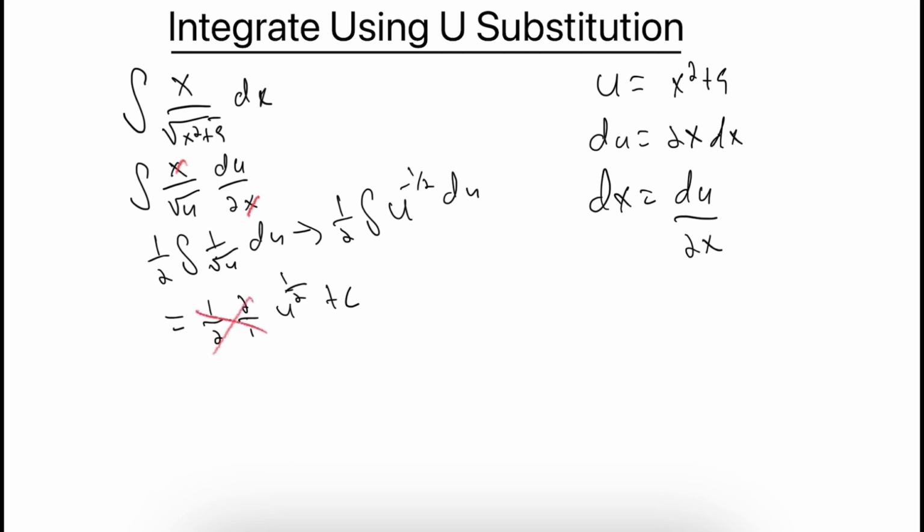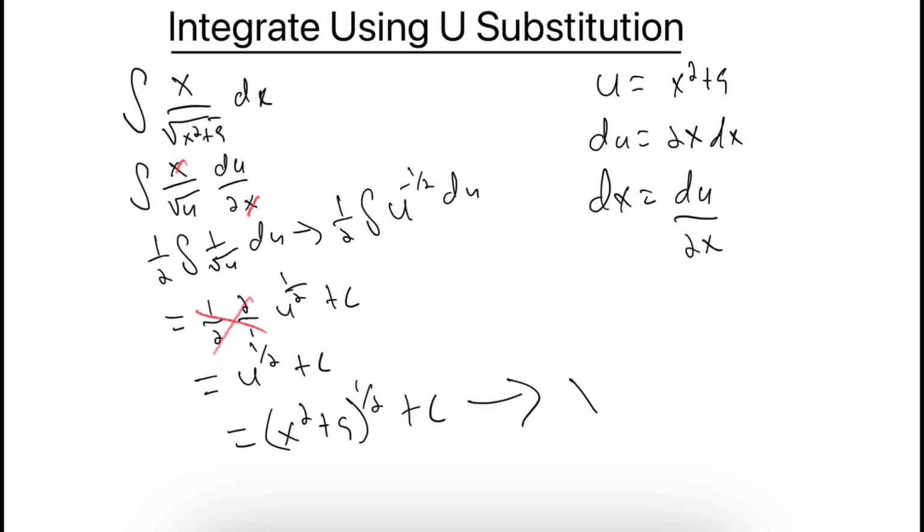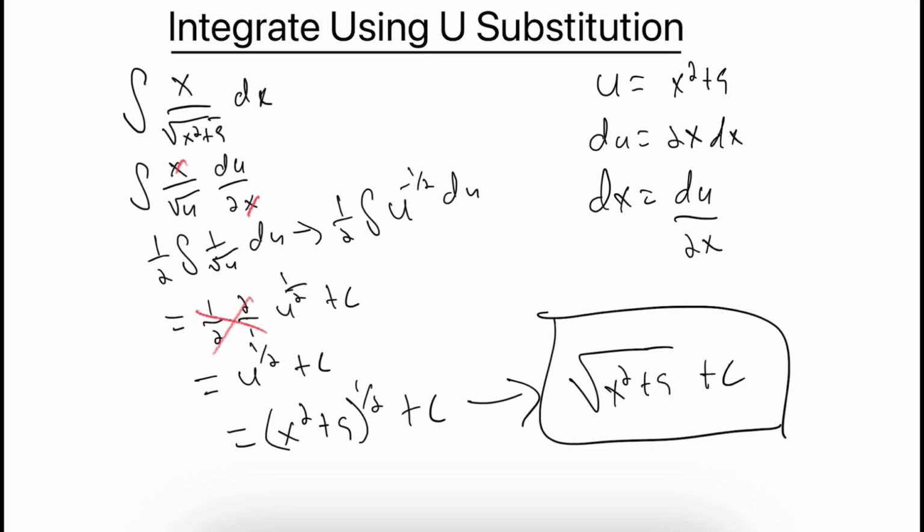So now these are going to cancel out, leaving us with u raised to the power of 1 over 2 plus c. Now we'll sub back in, so we have x squared plus 9 raised to the power of 1/2 plus c. Rewrite this one more time. We have the square root of x squared plus 9 plus c. And that is our final answer.